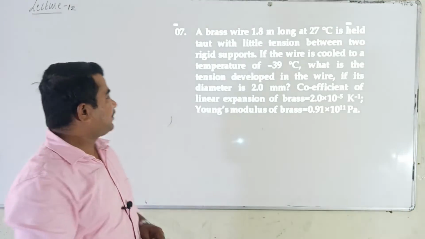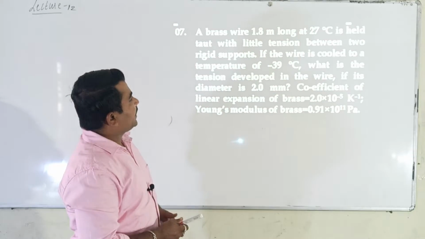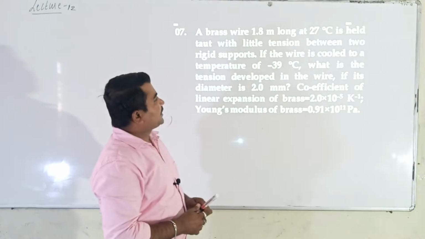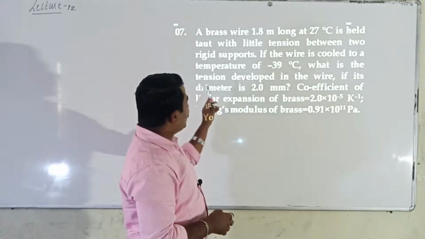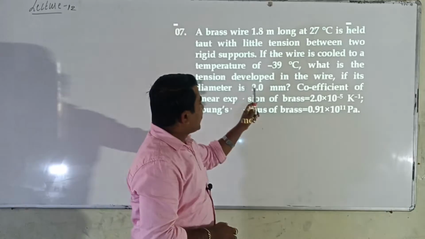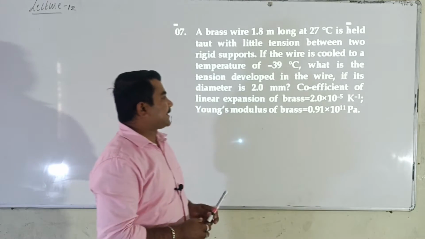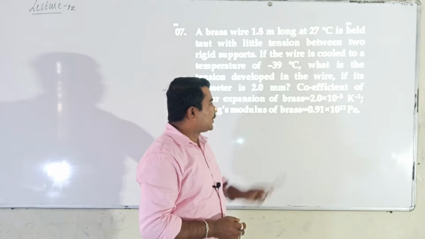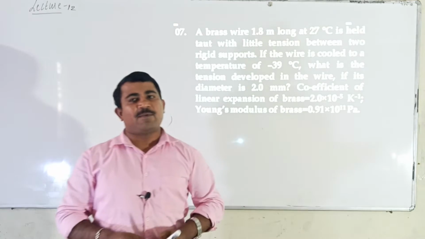The numerical is: a brass wire 1.8 meter long at 27 degrees Celsius is held taut with little tension between two rigid supports. If the wire is cooled down to a temperature of minus 39 degrees Celsius, what is the tension developed in the wire? If the diameter is 2 millimeter, the coefficient of linear expansion of brass is 2 into 10 raised to minus 5 per Kelvin, and Young's modulus is 0.9 into 10 raised to 11 Pascal.